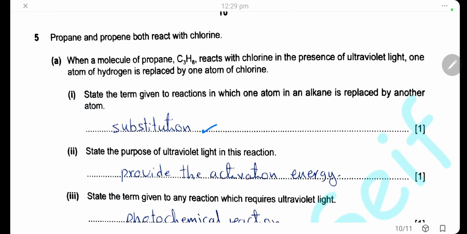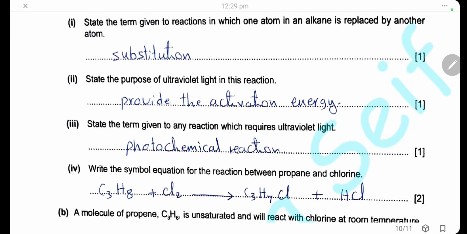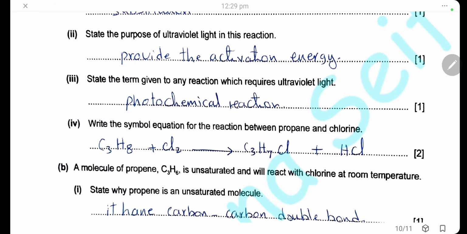The name of this reaction is substitution, where one hydrogen is substituted by one chlorine. State the purpose of ultraviolet light in this reaction. Here, the ultraviolet light provides the activation energy needed for this reaction. The term given for any reaction that requires ultraviolet light is a photochemical reaction.